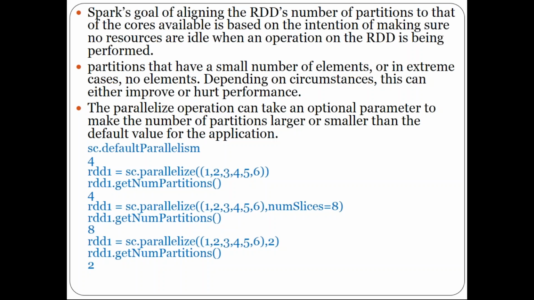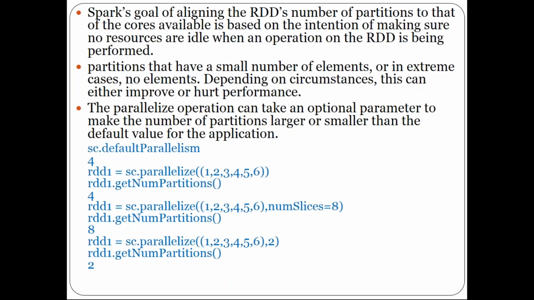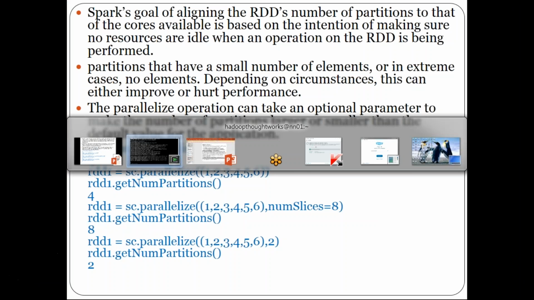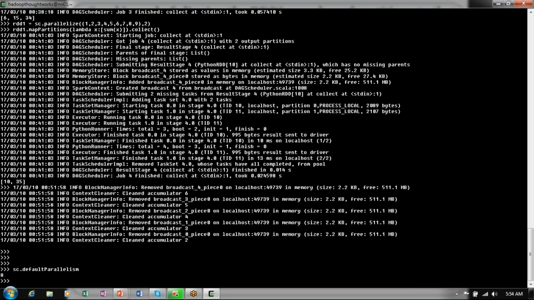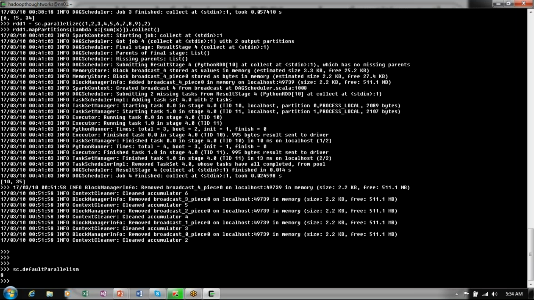Okay, and now the parallelize operation can take an optional parameter to make the number of partitions larger or smaller than the default value of the application, which I'm going to show you now. In here, the default parallelism is 8. What did we give earlier? 1, 2, 3, 4, 5. Okay, you have 8. Now let me show you another example.